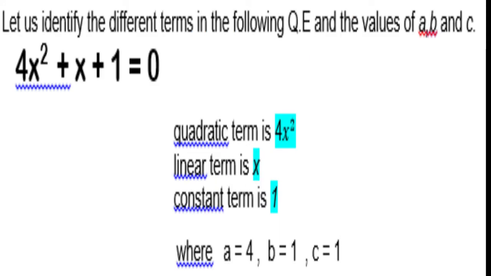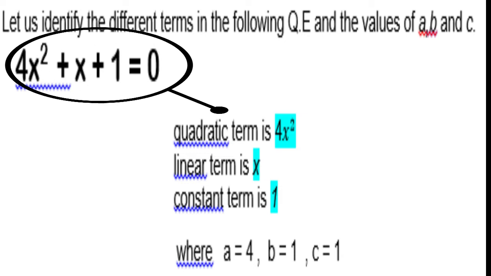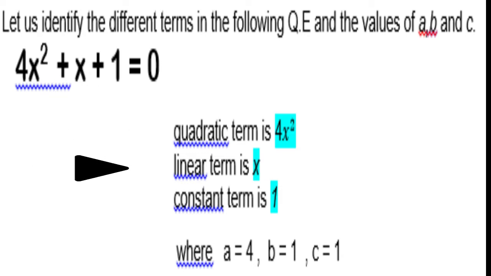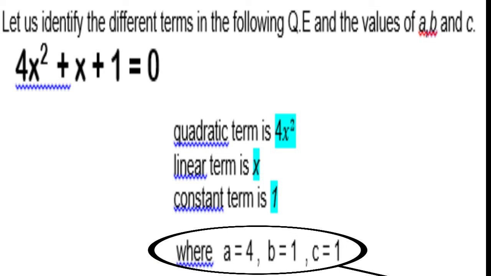So let us now identify the different terms of the following equations, and the values of a, b, and c. So for example, 4x squared plus x plus 1 is equal to 0. Our quadratic term is 4x squared. The linear term is x, and the constant term is 1. The value of a is 4, b is 1, and c is 1.